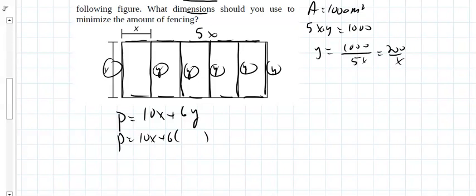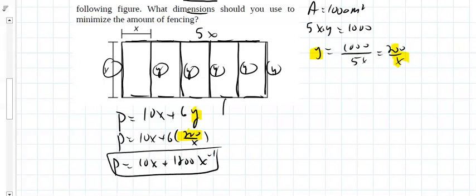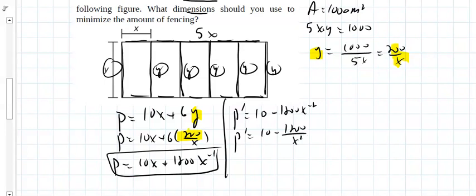Take that value and put it right there. And that becomes 200 over x. So I could say the perimeter is 10x plus 1200 x to the negative 1. Now what do we do with that? Well, the tradition, we take a derivative. That's 10 minus 1200 x to the negative 2, or simply the derivative is 10 minus 1200 divided by x squared. The perimeter prime is (10x squared minus 1200) divided by x squared. I'm going to do my testing.